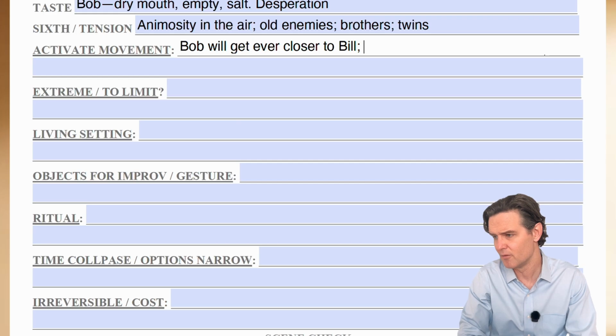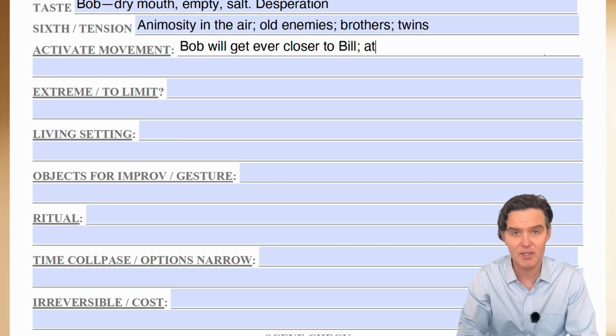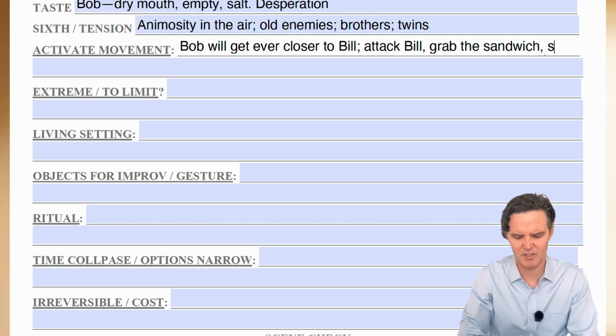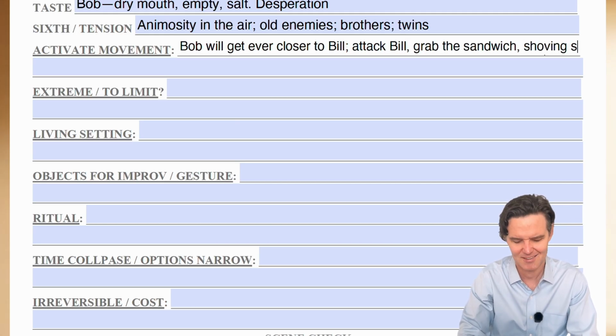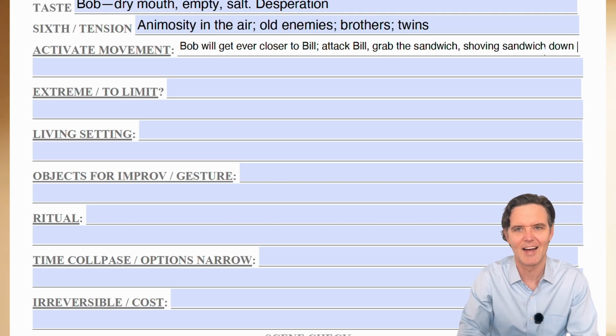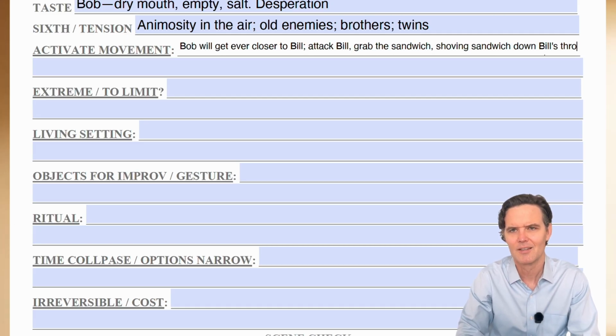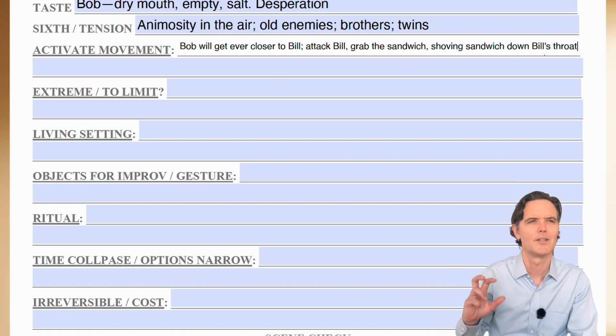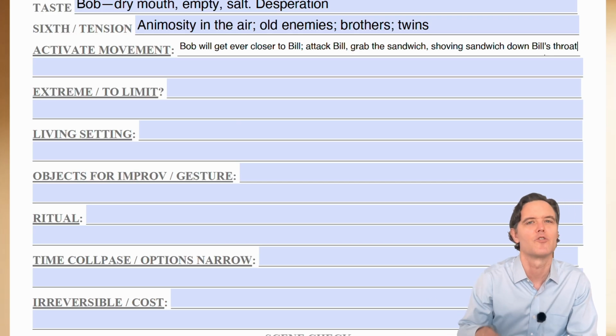Let's see what else I have. He will attack Bill at some point, probably grab the sandwich. I can picture him maybe shoving the sandwich down Bill's throat or vice versa. I don't have that necessarily worked out, but again, these categories are for you. You just put stuff in that you think maybe could happen, and then you can draw on them later when you write.